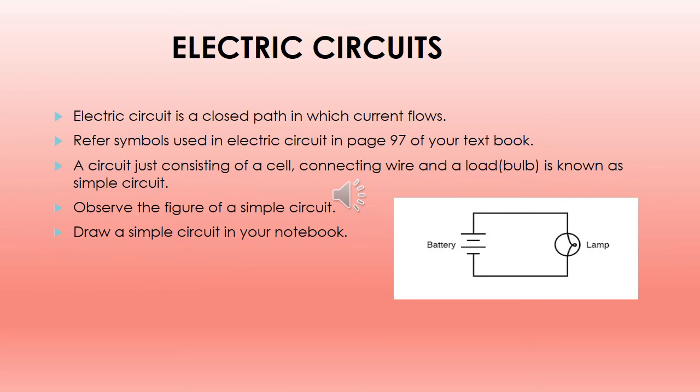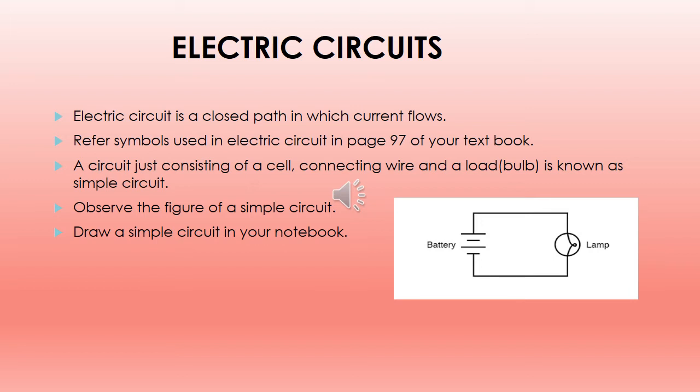Electric circuit is a closed path in which current flows. In this slide, you have the diagram of a simple electric circuit which contains a battery, a lamp, and connecting wires. So observe this simple circuit and draw it in your notebook. Then if you add an ammeter for measuring current, a voltmeter for measuring voltage, then the load or the resistors, it will have more enhanced points.